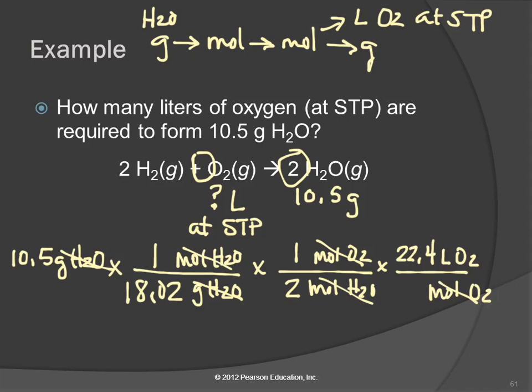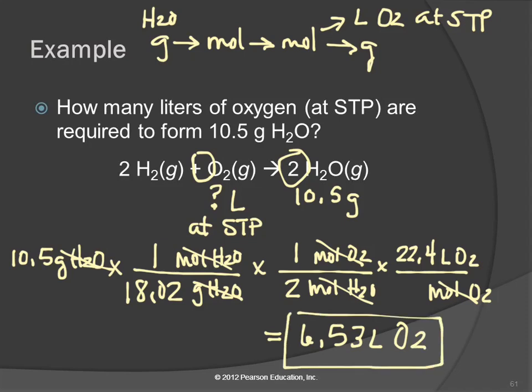So 10.5 divided by 18.02 divided by 2 times 22.4. So that equals, we should have three significant figures here, 6.53 liters of oxygen. So to make 10.5 grams of water, we need 6.53 liters of oxygen at 0 degrees Celsius and 1 atmosphere.